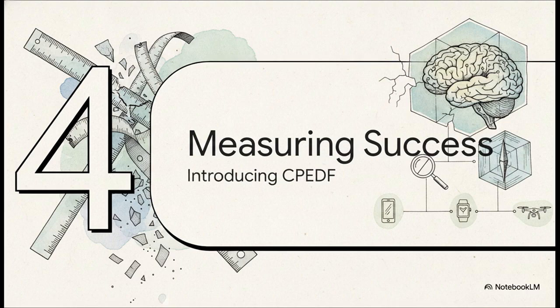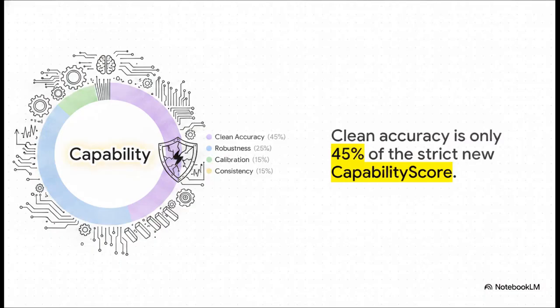Section 4. Measuring success with CP-EDF, because we really can't rely on basic, flawed metrics anymore. The researchers created this incredibly strict new composite metric called the capability score. Look at how they slice this pie.